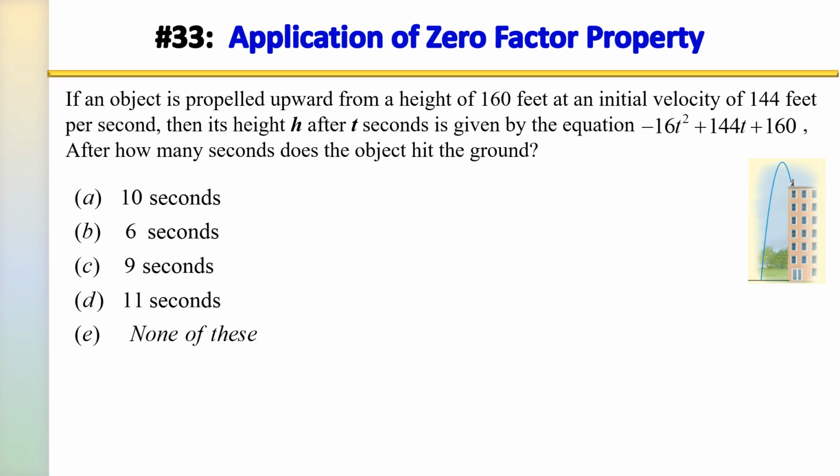Number 33. If an object is propelled upward from a height of 160 feet at an initial velocity of 144 feet per second, then its height h after t seconds is given by the equation -16t squared plus 144t plus 160. After how many seconds does the object hit the ground? So what is the correct answer?